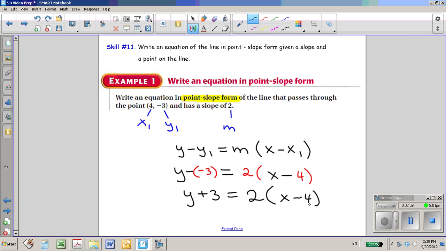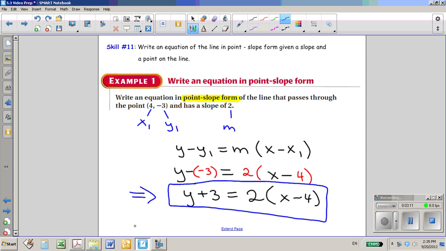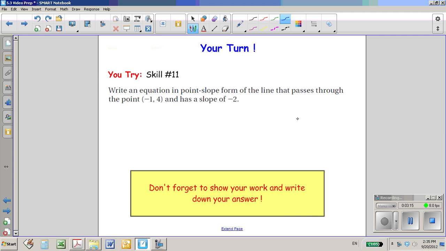You don't have to rearrange it because you specifically were asked to find an equation in point-slope form, which is this form right here. Don't forget to check that you actually have a y and an x in your equation, and then you're done. That's it. That's your form. Now pause the video and complete your try example for skill number 11 to see if you understood the material.